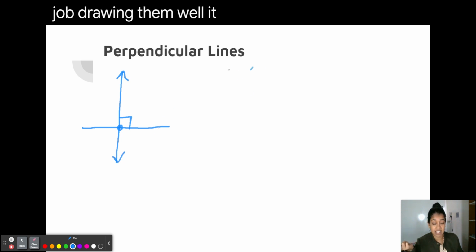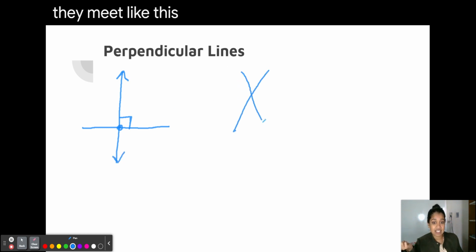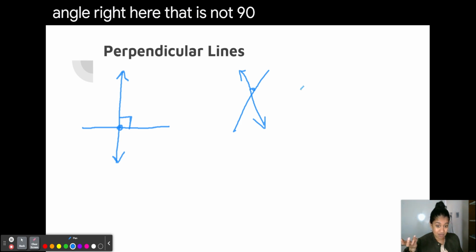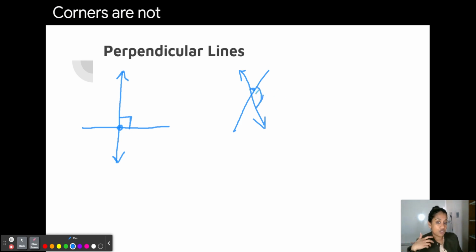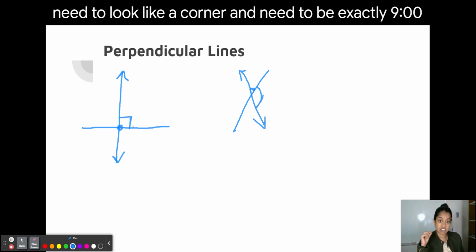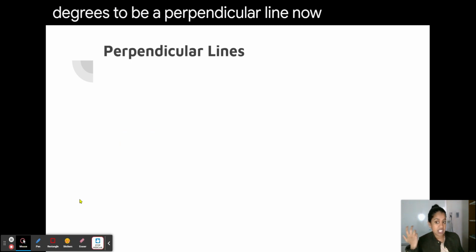Those are perpendicular lines. Now, if they meet like this, that is not a perpendicular line, because this angle right here is not 90 degrees. It doesn't look like a corner. These angles are not either. So they need to look like a corner. They need to be exactly 90 degrees to be perpendicular lines. Now, again, we can see this in shapes as well.